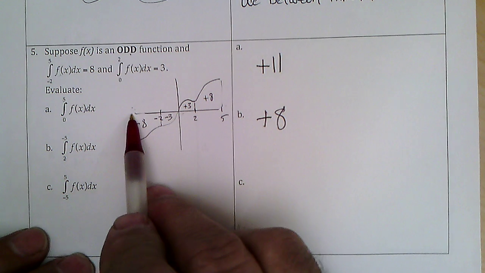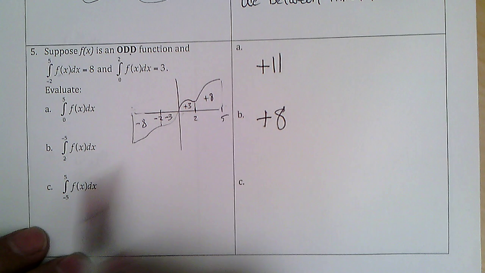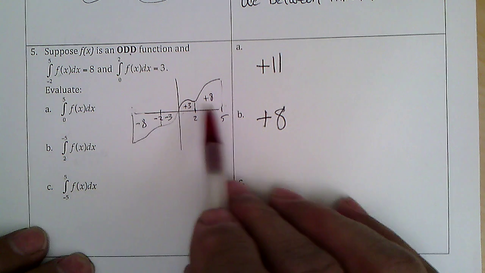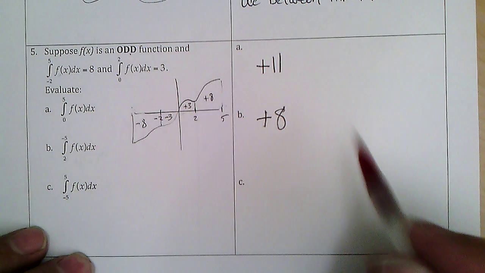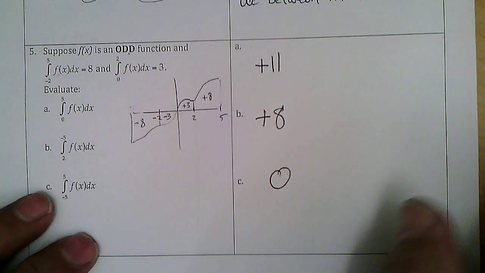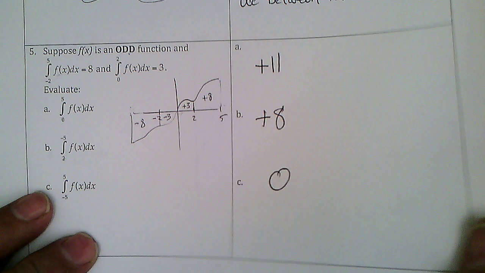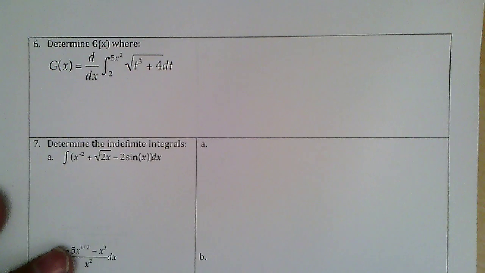How much from negative 5 to plus 5? Well, on an odd function, from negative 5 to plus 5, these are going to cancel. So that's going to be 0. Okay? Number 6.